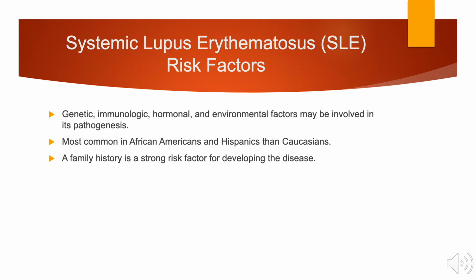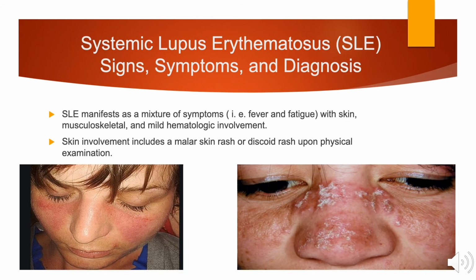Genetic, immunologic, hormonal, and environmental factors may be involved in its pathogenesis. It is more common in African Americans and Hispanics than Caucasians, and a strong family history is a great risk factor for developing the disease. SLE manifests as a mixture of symptoms, such as fever and fatigue, with skin, musculoskeletal, and mild hematologic involvement. Skin involvement includes a milder skin rash, such as the picture on the left, or discoid rash upon physical examination, like the picture on the right.